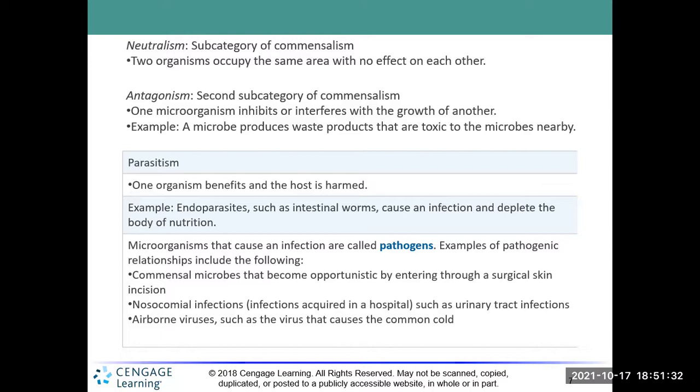So going back to commensalism, these types of microbes that become opportunistic will enter through the skin and through the surgical site. Nosocomial means infection acquired in a hospital, and the most common is a UTI. Those are monitored frequently. All of your surgical patients are going to have a urinary catheter unless it's a very short case, so those are a site for a possible nosocomial infection.